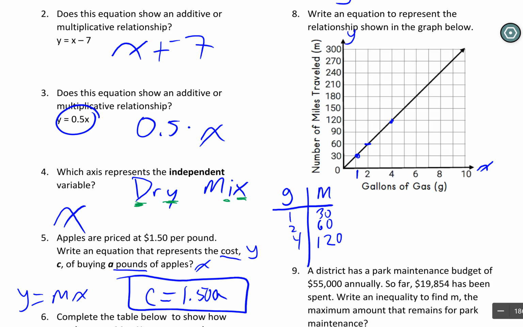So I know I'm multiplying. It's multiplicative, plus it goes through the origin. So if it goes through the origin, then I know it is multiplicative. So it's going to be y equals mx format. And so y equals, well, I'm changing by 30 each time. So y equals 30x.